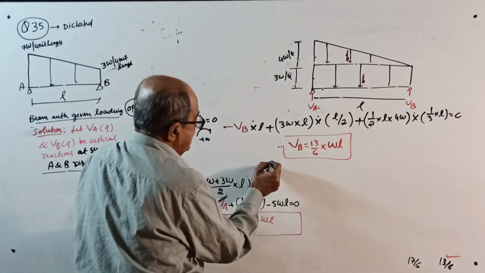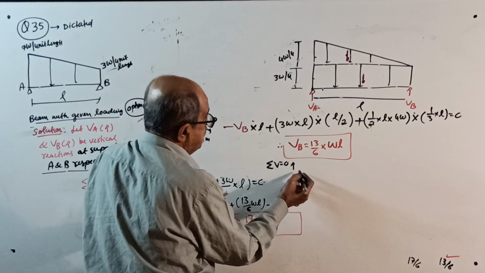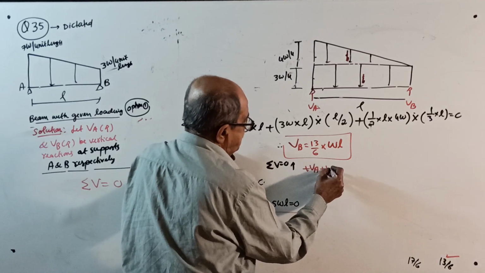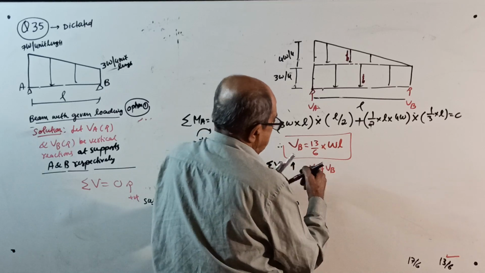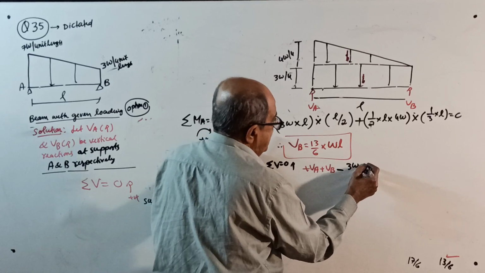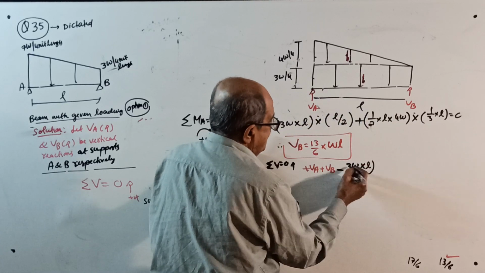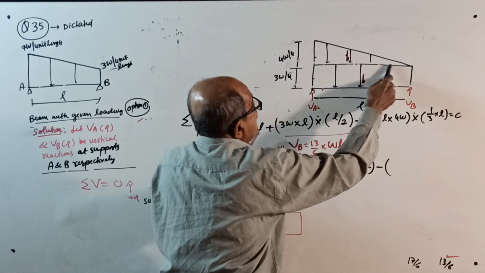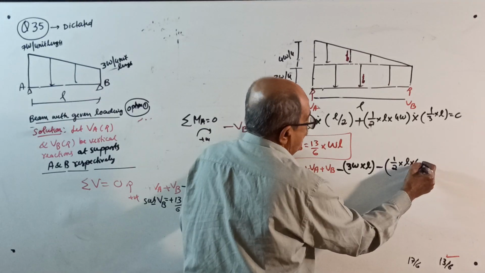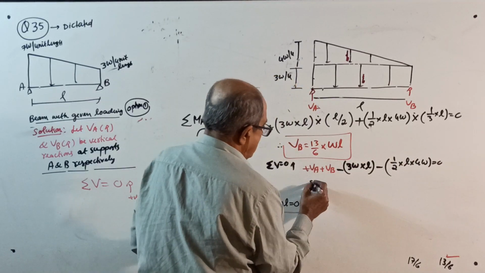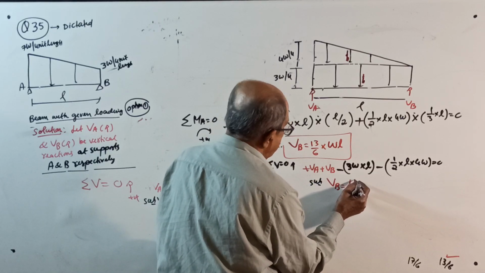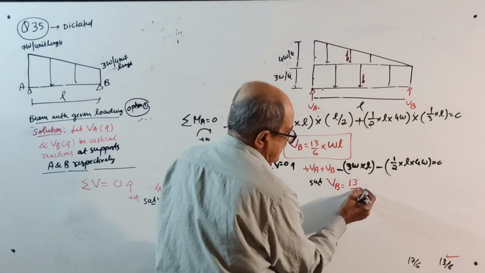Now sigma V equal to 0, upward positive. Plus VA plus VB minus this UDL total load, 3W into L is the UDL. Again minus the uniformly varying load by triangle, half into L into 4W equal to 0. Substitute VB equal to 13 by 6 WL.